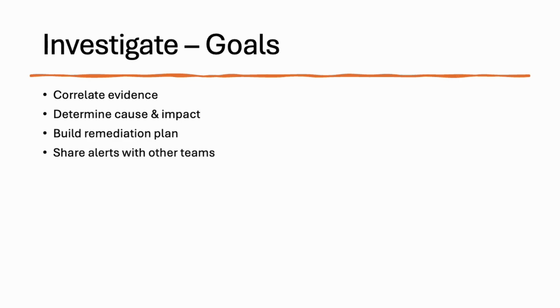If I talk about the goals, investigation dives deep into understanding why the alert occurred, who was impacted, and what data was involved. This step informs how you respond. While doing the investigation, you must correlate the evidence, determine cause and impact, and build a remediation plan.